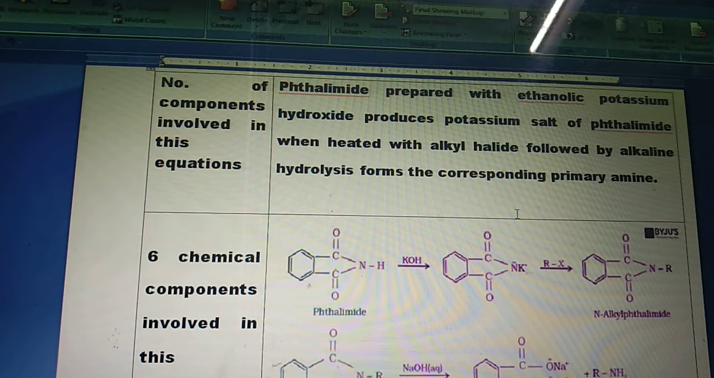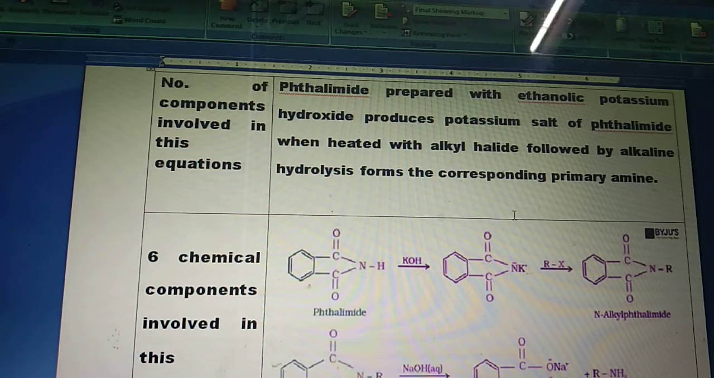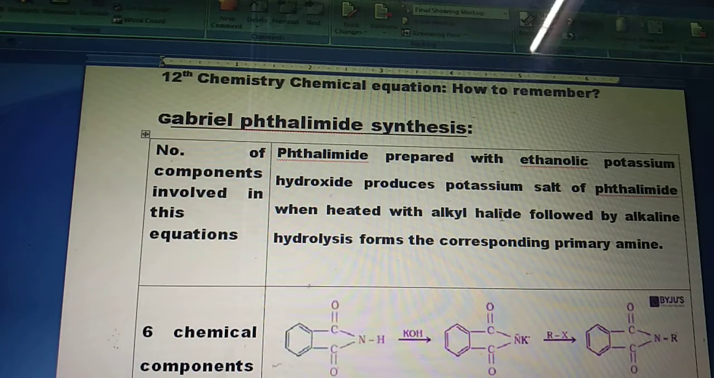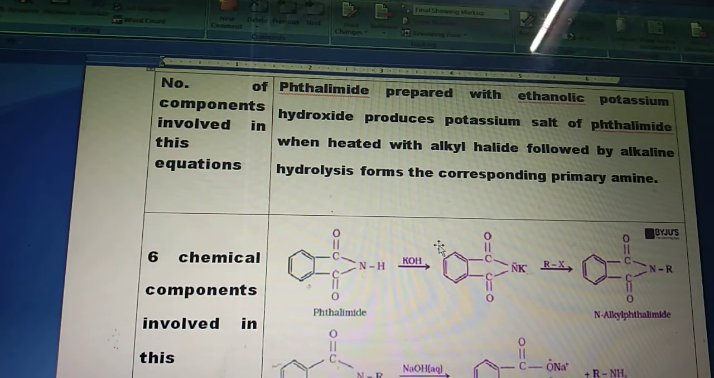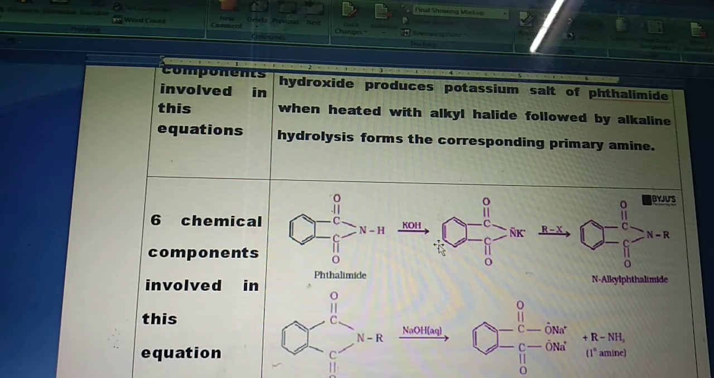Before the equation, step 1 involves the explanation. So here also we have the steps and the components. In step 1 we are writing this: phthalimide treated with ethanolic potassium hydroxide. Step 2 involves the equation. In the equation, there are 6 chemical components involved.